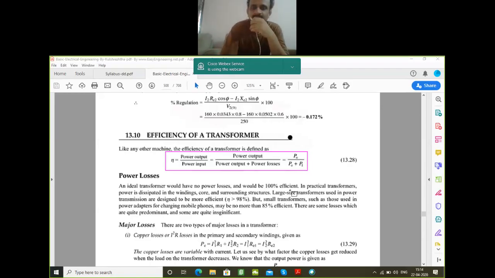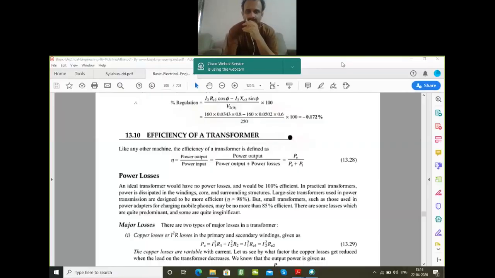Okay, so we will look at some of the losses that occur in transformers. An ideal transformer would be a transformer without any power loss, and its efficiency would be 100%. That is, power input equals power output. Whatever input you give, the same appears across the output. So output by input, that is output by output, is 1 or 100%.